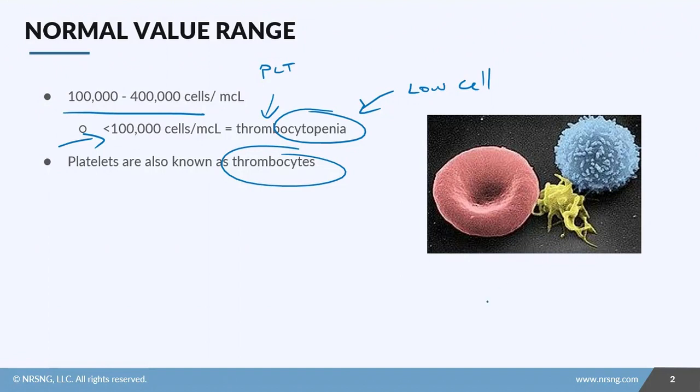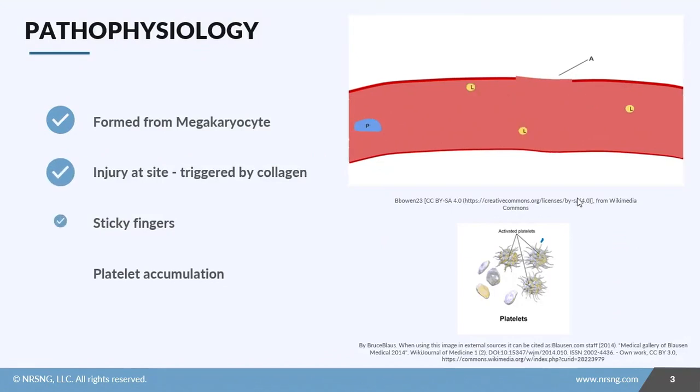And what do they look like? Well, in this picture, you can see that this is the thrombocyte right here, the platelet. And then this is a red blood cell. And then this is a white blood cell. And you can see that the platelets are a lot smaller than the red blood cells and the white blood cells. So let's look at how platelets work.